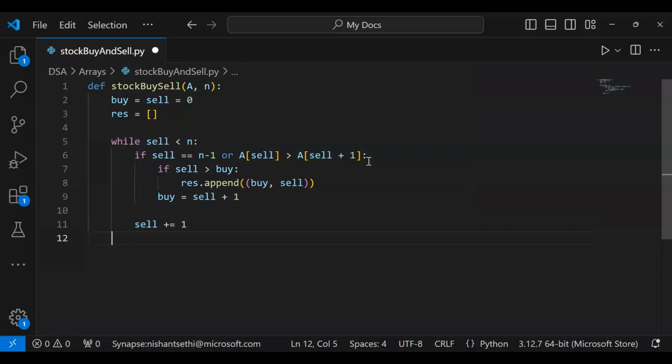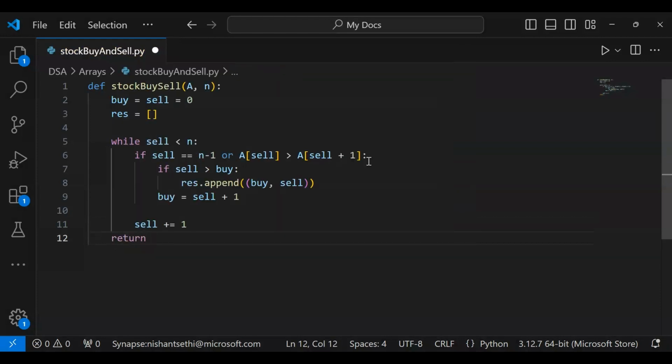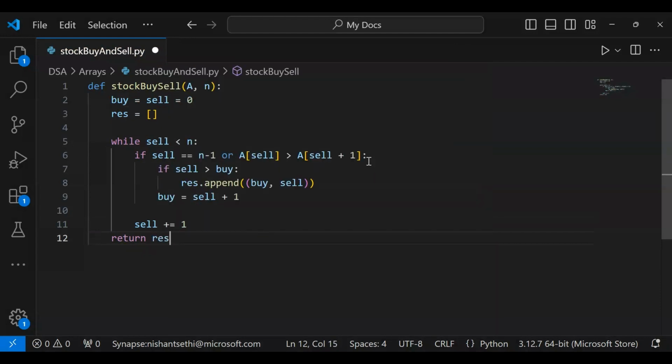And at the end of this while loop, my result array will have the starting and the end index of all the segments. And so I will just return my result array, that is the res array, right? So this is the solution entirely.